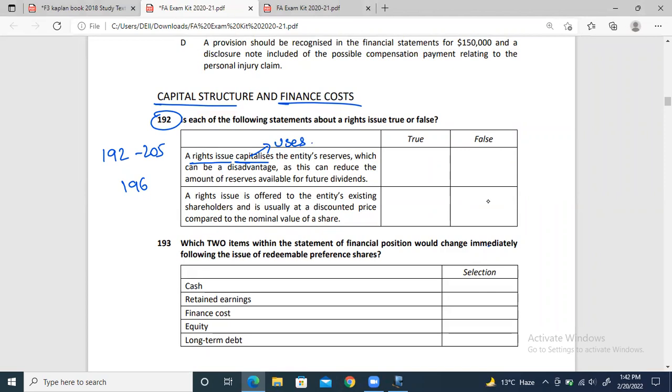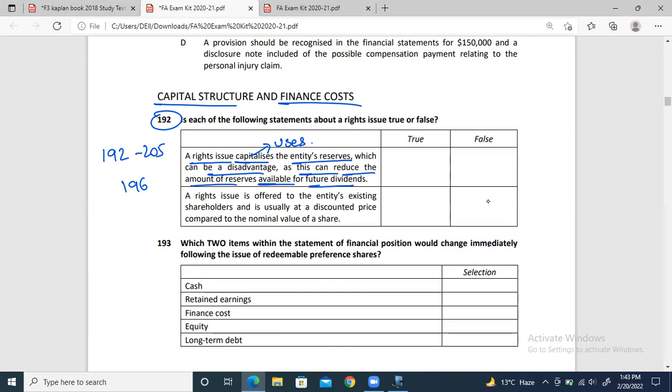Okay. So a right issue capitalizes the entity's reserves, which can be a disadvantage as this can reduce the amount of reserves available for future dividends. No, it's completely wrong. You can read it again as well, because you see it's written over here, right issue uses the entity reserves. The bonus issue uses actually, right? If you remember, the bonus issue uses the share premium account, because the loss is offset from share premium in bonus issue.